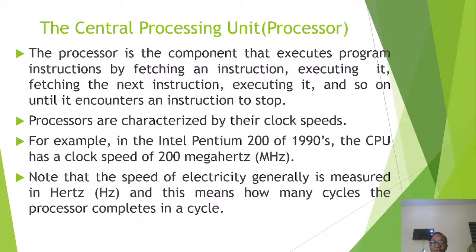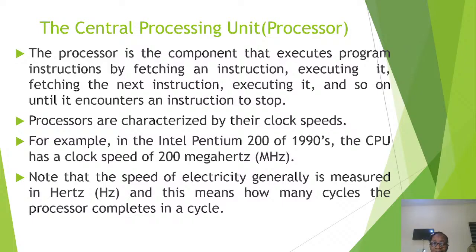Everything that the computer does for you, it does by executing instructions. So anything at all that the computer does for you, it achieves through execution of several instructions that it picks one at a time. Pick, execute, pick, execute, pick, execute. And processors are characterized by their clock speed.